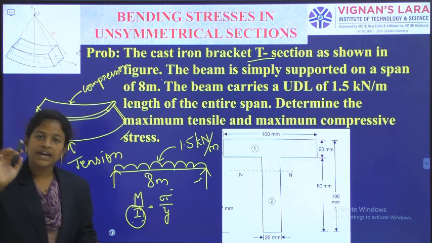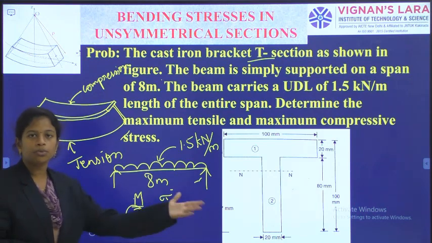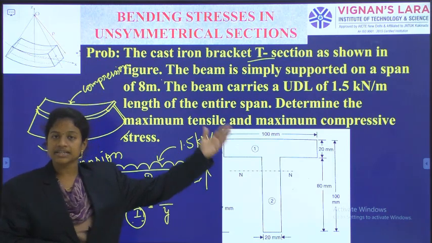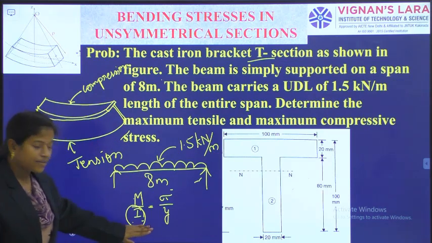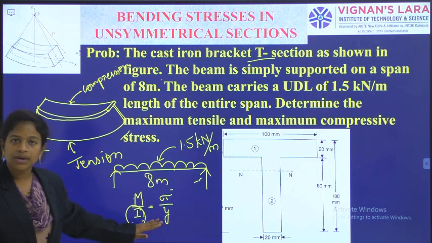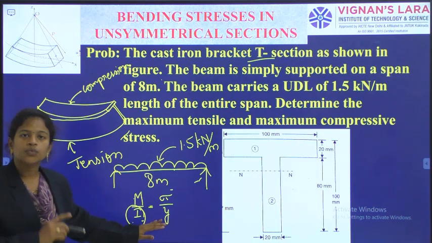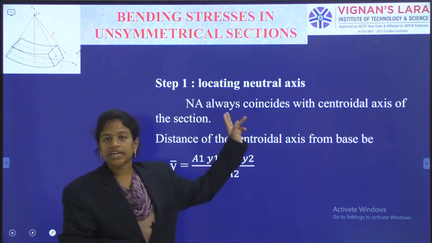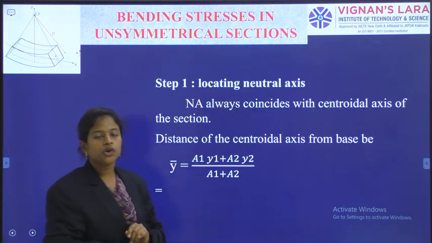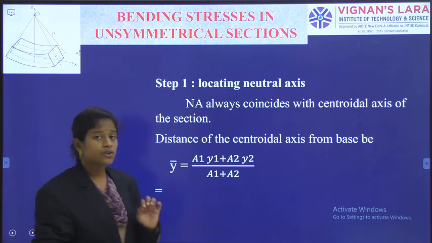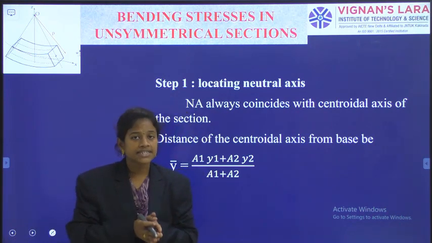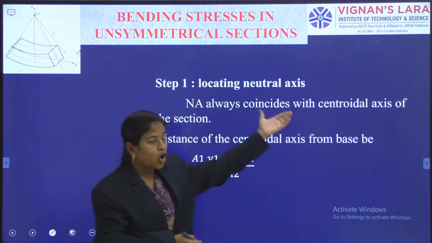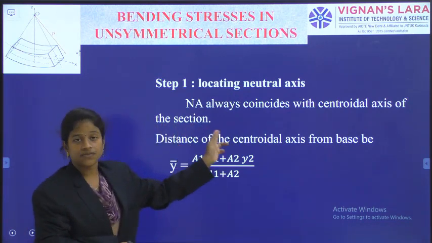So, without finding the location of the neutral axis, I go directly into moment of inertia. But in the case of unsymmetrical sections like T or L or unsymmetrical I, first for evaluating I, the moment of inertia about the neutral axis, we need to locate where the neutral axis is. So step 1 is locating the neutral axis. We already know the neutral axis always coincides with the centroidal axis of the section.